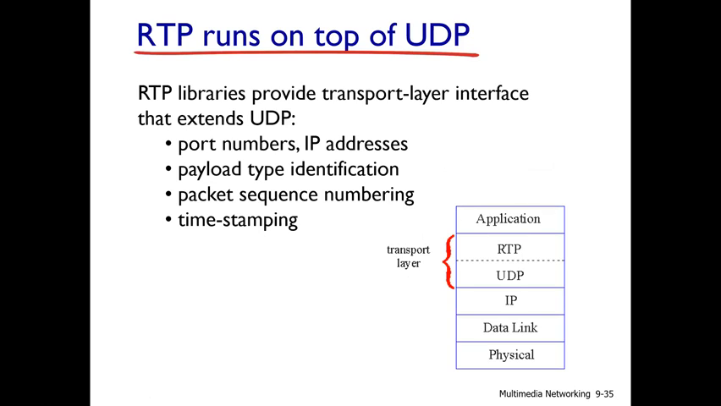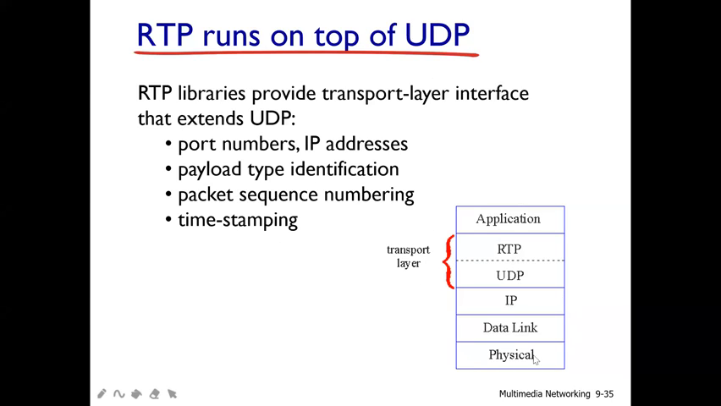Here you can see, I already told you, this RTP runs over your UDP, and it also provides the interface between your transport layer and the network layer. So now we will have the RTP libraries which will provide the transport layer interface. This transport layer interface extends from your UDP, and if it extends from UDP, we should have the port numbers and the IP address. See, this is the RTP.